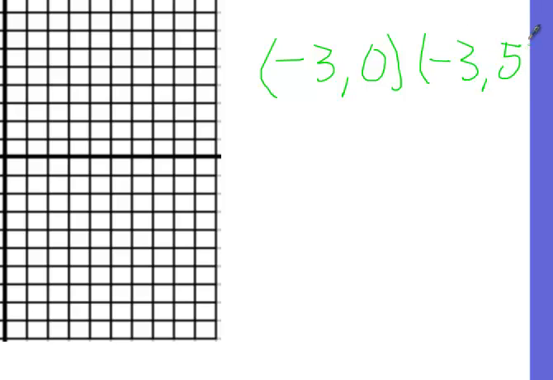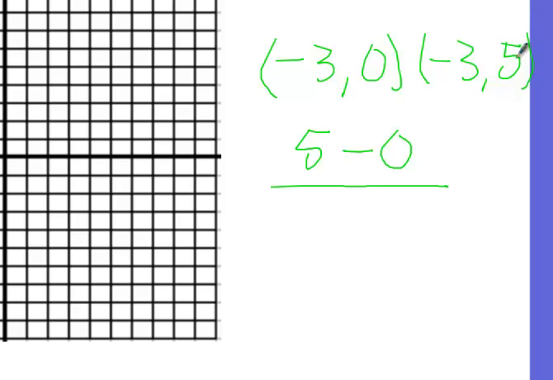Okay, 2 points on the line, and right off the bat, since the x coordinate of these 2 points is the same, we know that this line is going to be vertical. All right, but let's use the equation for slope so that we can check out what the slope of a vertical line is.